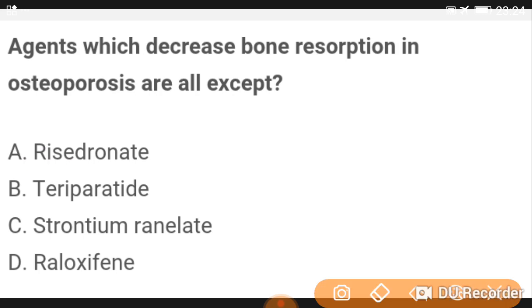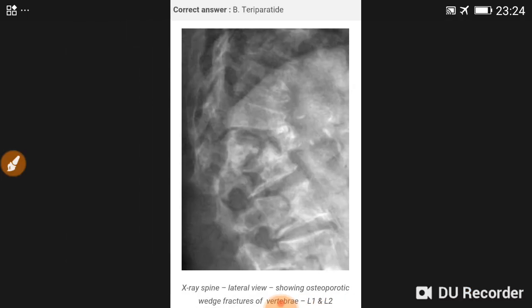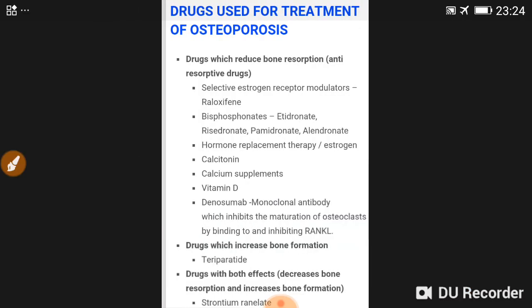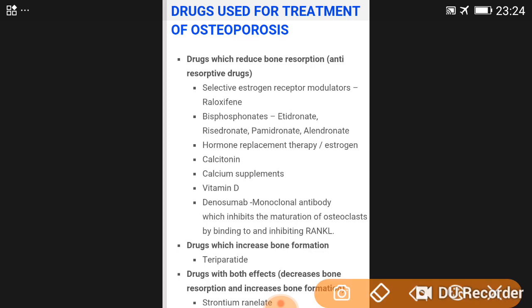Now, agents which decrease bone resorption in osteoporosis are all except teriparatide. Let's discuss. This is the diagram. Drugs which reduce bone resorption, anti-resorptive drugs, are selective estrogen receptor modulators, raloxifene. Bisphosphonates are etidronate, risedronate, pamidronate, alendronate.